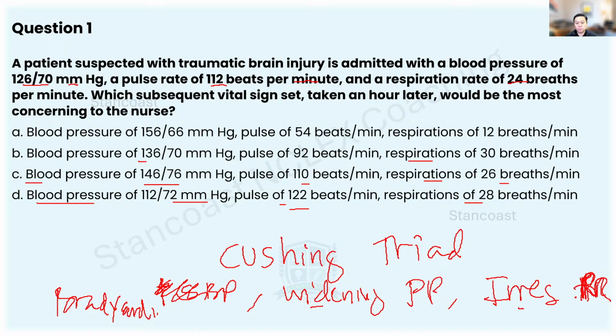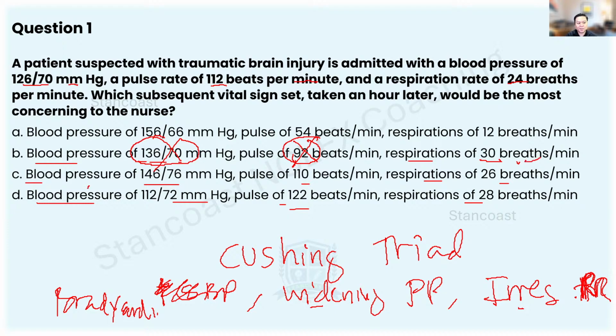Could be irregular. And when you're looking into the other values right here, blood pressure 136/70, you don't see a whole lot of widening between the systolic and the diastolic. The heart rate of 92, nothing remarkable about that one. The respirations of 30, it's not really clear. It's somewhat vague. It's not stated, but it could be higher or lower. But it doesn't really support the Cushing triad.